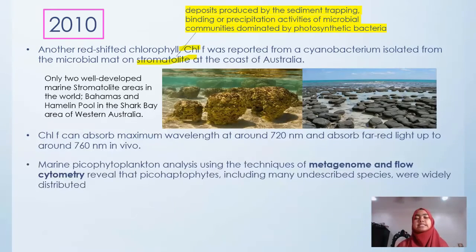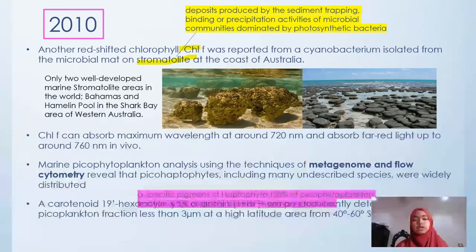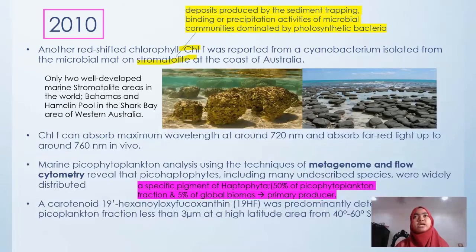Marine phytoplankton analysis using the techniques of metagenomics and flow cytometry revealed that picohaptophytes, including many undescribed species, were widely distributed. 19'-hexanoyloxyfucoxanthin (19HF) was predominantly detected in the picoplankton fractions less than 3 micrometers at high latitude areas of 40 to 60 degrees south and north. 19HF is a specific pigment of haptophytes, which contribute 50% of picophytoplankton fractions and 5% of the global biomass. It was considered a primary producer.